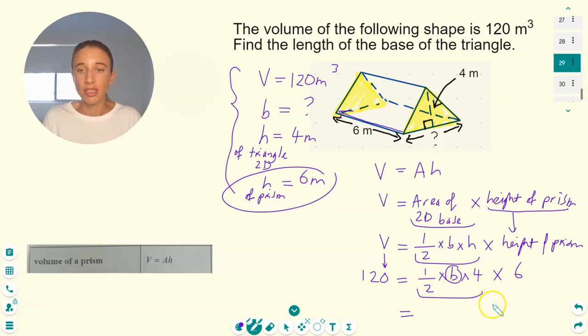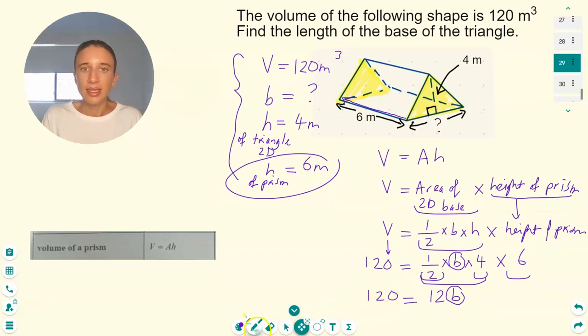Now, before we rearrange this equation for B, I'm going to simplify on the right-hand side. It will make life much easier. We're going to grab all of these normal numbers. Half times 4 times 6. So what is half of 4? Half of 4 is the same as 4 divided by 2, which is 2. 2 times 6 is 12. So I can condense all these normal numbers into the number 12. And then just put B. Don't forget B, because we really need that one.